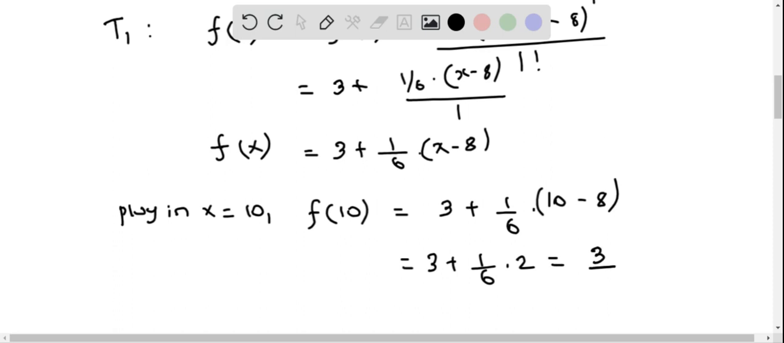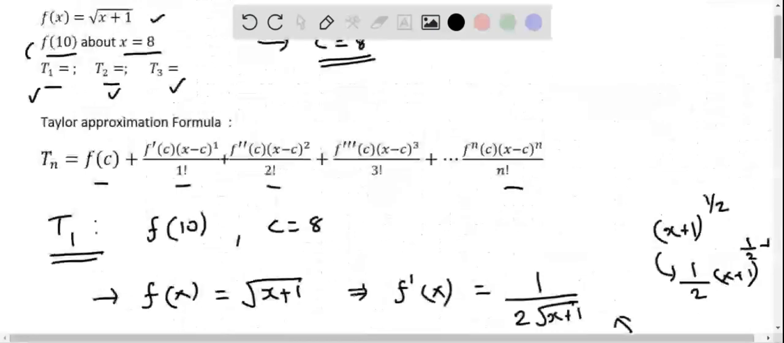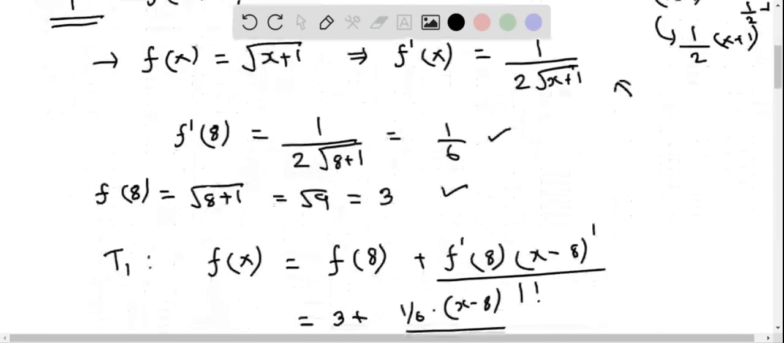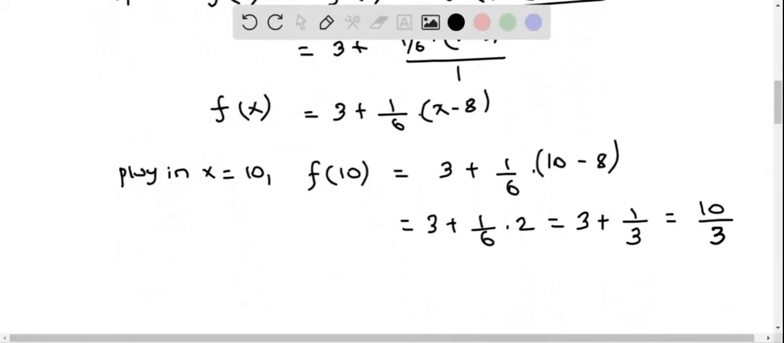This is equal to, when you simplify, 3 plus 1/3. So this is equal to basically 10/3. So this is the answer for part 1, which is the first degree Taylor approximation of f of 10 about x equal to 8, that is 10 by 3. In the same way, we can now do the second degree Taylor approximation of f of 10 about x equal to 8.